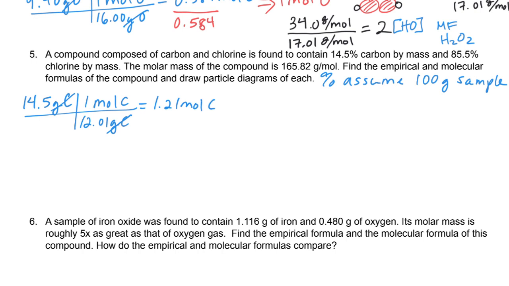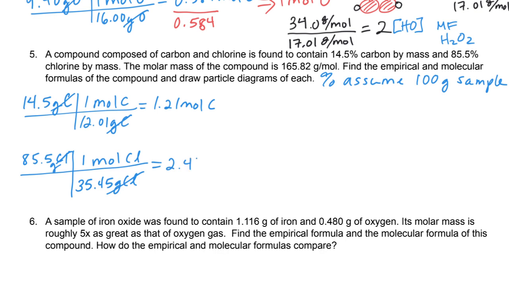And then we have 85.5 grams of chlorine. And remember, it's always chlorine, never carbon iodine. When we look that up on the periodic table, we find that it's 35.45 grams of chlorine for every 1 mole of chlorine. And our grams cancel. Oops, I forgot to write grams there. And that gives us 2.41 moles of chlorine.